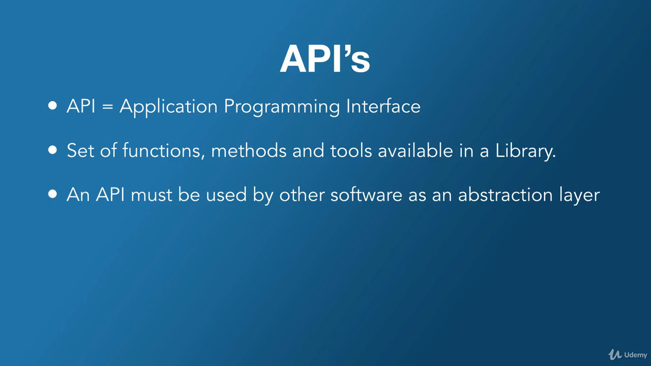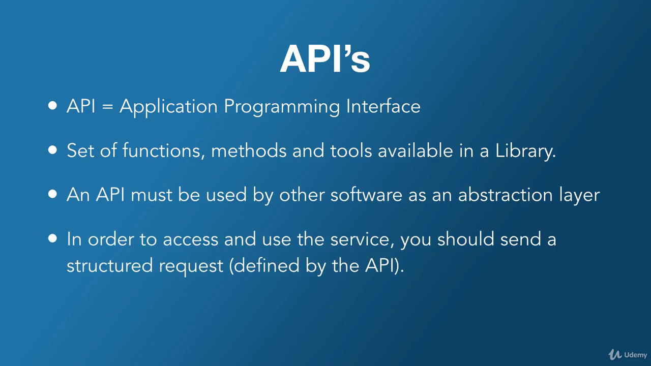An API must be used by other software as an abstraction layer, and in order to access and use the service, you have to send a structured request, which is defined by the API. A nice example of an API is Google Maps API. When you add Google Maps into a website, you are using this API in another piece of software.